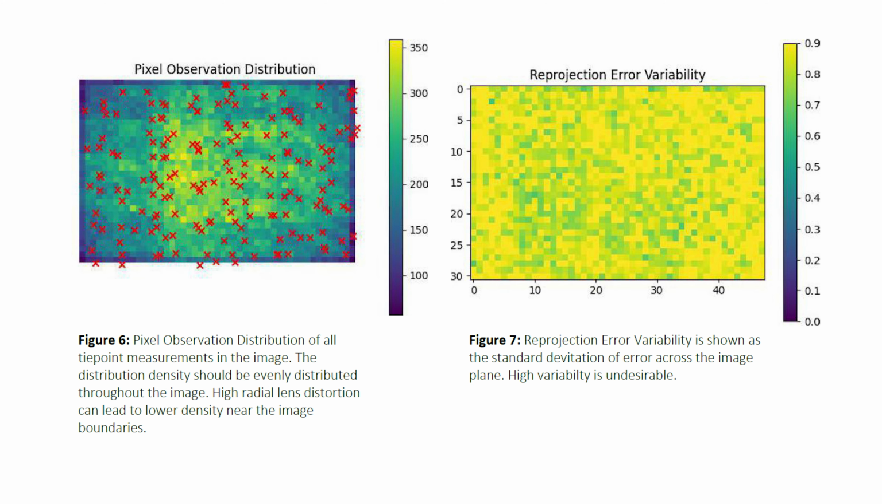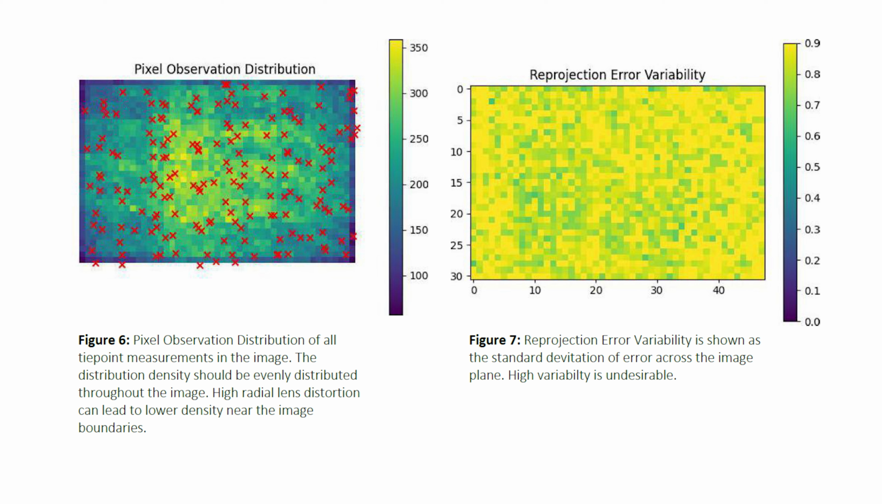The pixel observation distribution graph illustrates the distribution of observed pixels in relation to their corresponding ground positions within the imagery. It provides insight into the density and uniformity of pixel observations across the image. If you have ground control points, the overlap of these will appear as red X's on the graph.